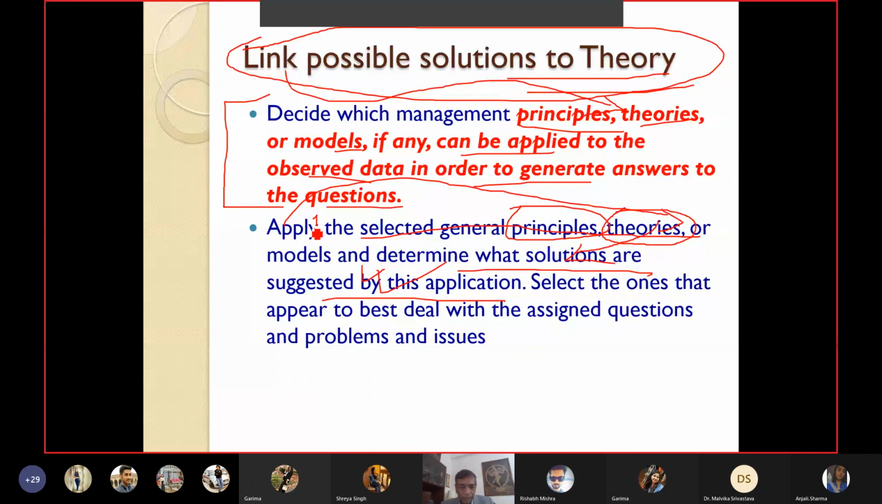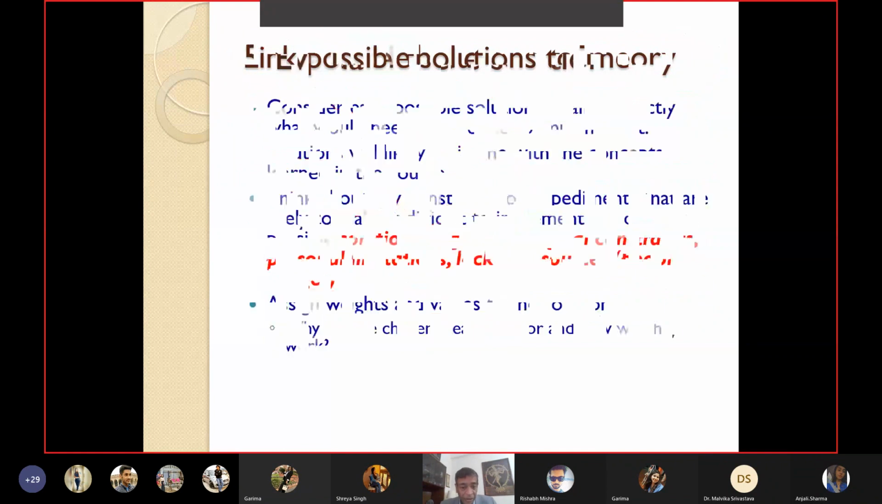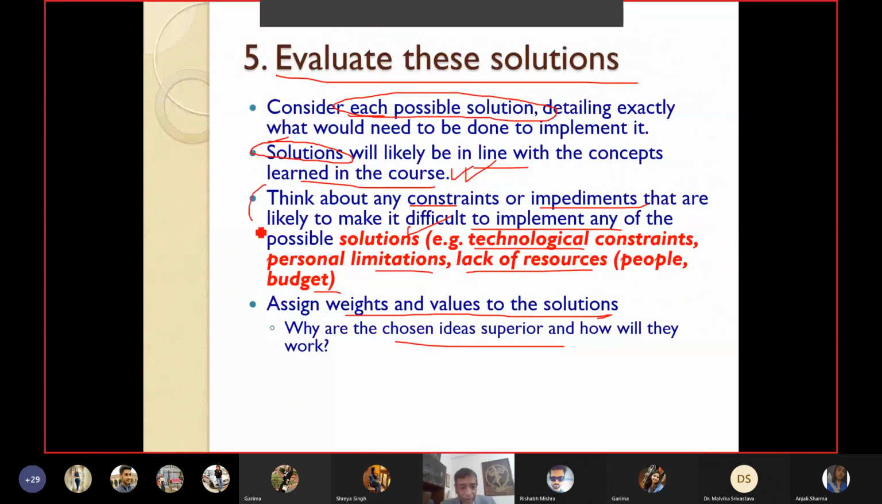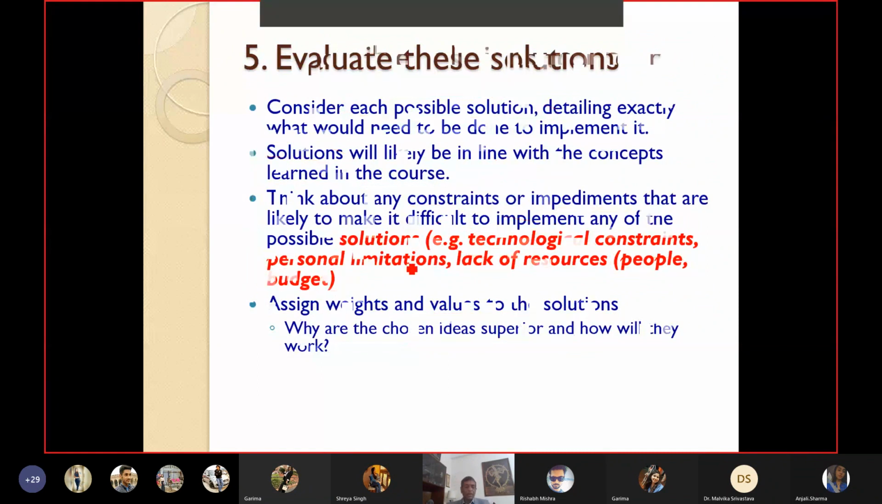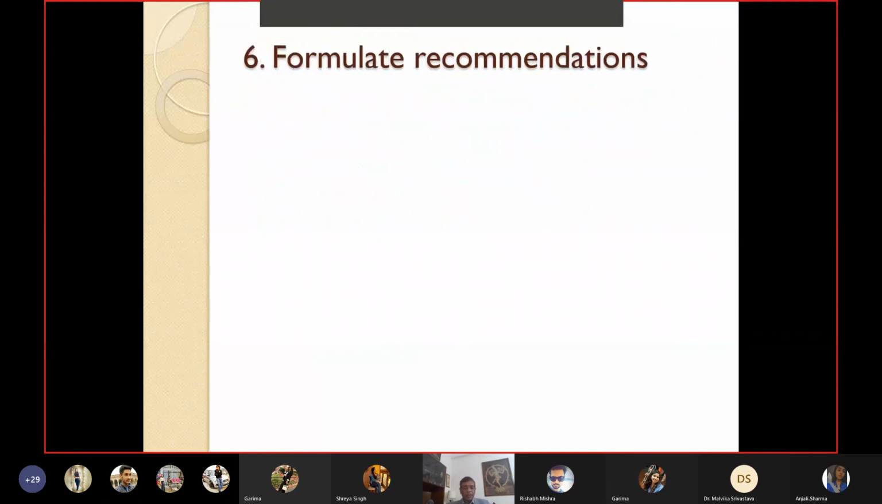So 1, 2, and 3. So I've got several theories, several solutions that I've come across. I integrated with the theories. I apply the theories to what the solutions are and make sure the solutions are implemented successfully. But again, ladies and gentlemen, just going back to the previous slide, think about the constraints. Is it technology? Is it people? Or is it budget? Assign weights and make sure you try and remove these problems.